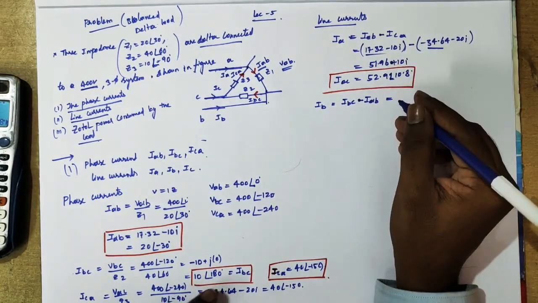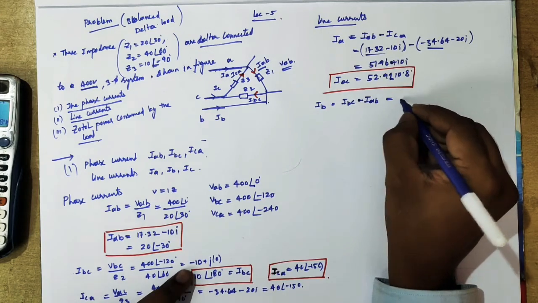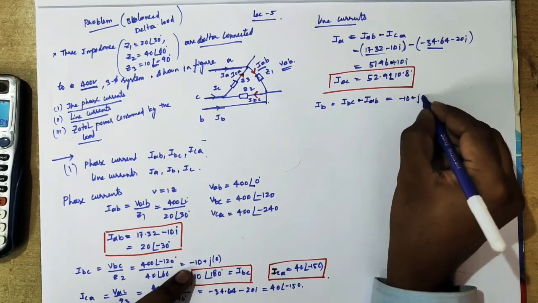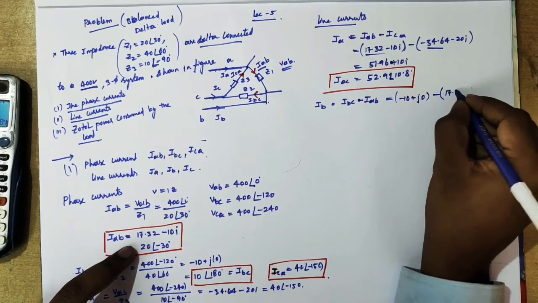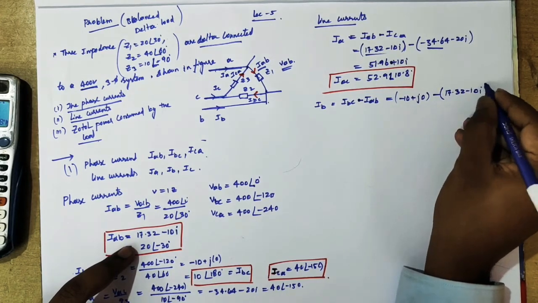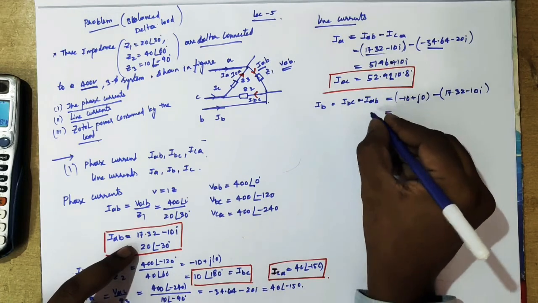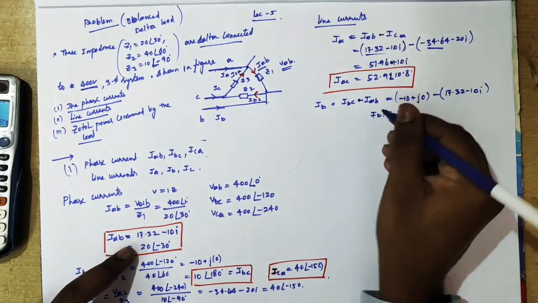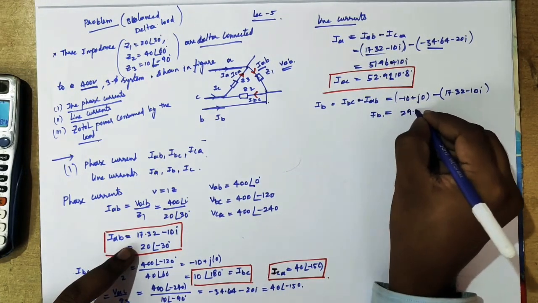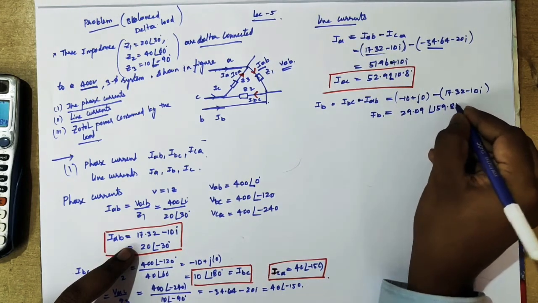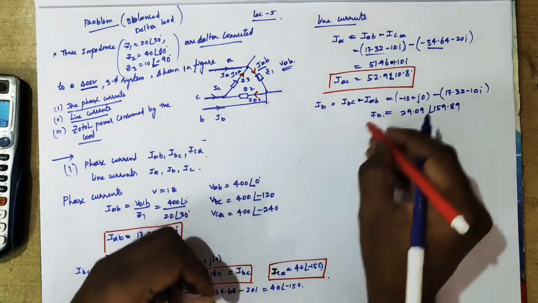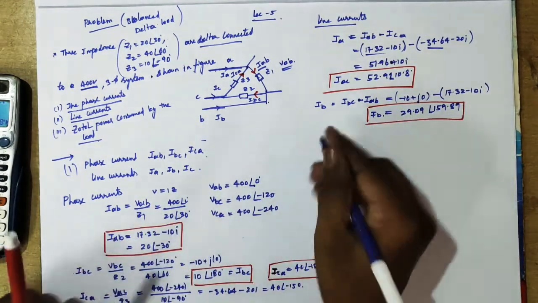So substituting, IBC means we have minus 10 at an angle of 0, minus IAB, which is 17.32 minus 10i. Calculating this, we will get the IB value directly as 29.09 at an angle of 159.89. So you have to calculate that. I am giving it directly, so we don't waste time.